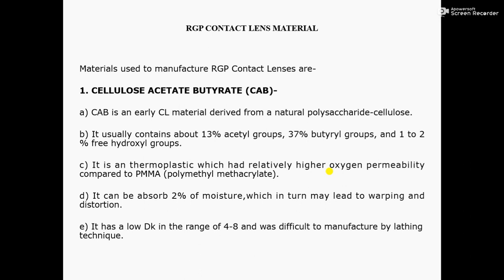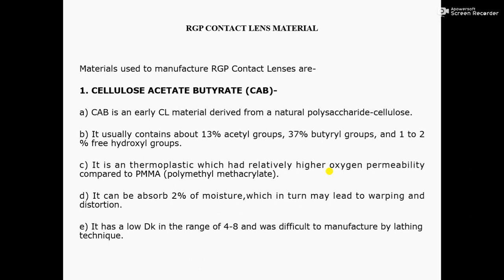Number three, it is a thermoplastic which had relatively higher oxygen permeability compared to PMMA, polymethyl methacrylate. It can absorb 2% of moisture, which in turn may lead to warping and distortion. And the last one is, it has a low Dk in the range of 4 to 8 and was difficult to manufacture by the lathing technique.